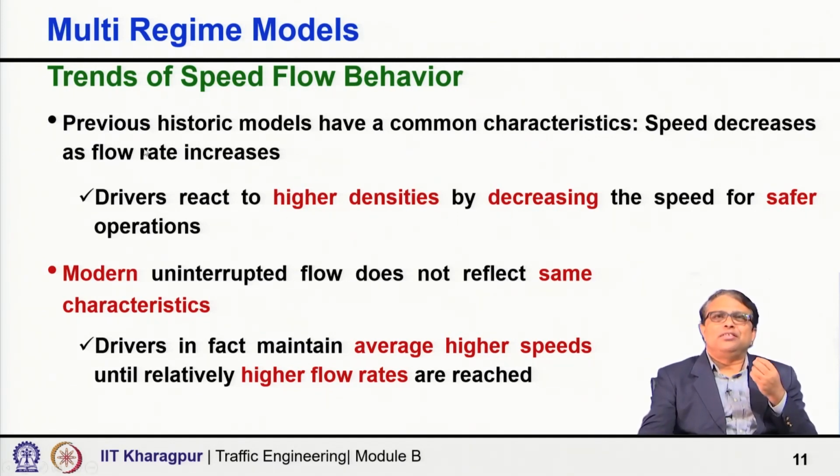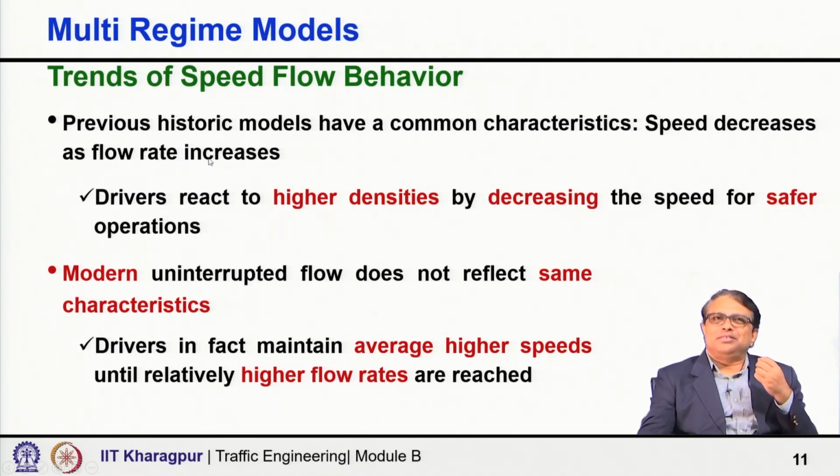Now, coming to the trends of speed flow behavior. As I said, we do not directly measure the density. In most cases we try to observe the speed and flow, because these are easily measurable quantities, and practically it is easy to measure these quantities in the field as compared to the measurement of density. So, in most cases we try to fit a speed flow curve, and then from that speed flow behavior we try to derive the density.